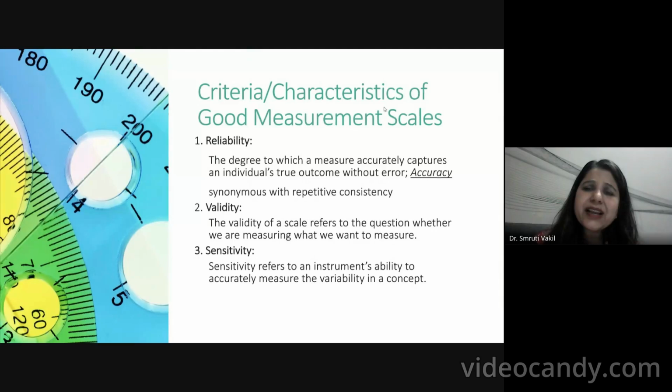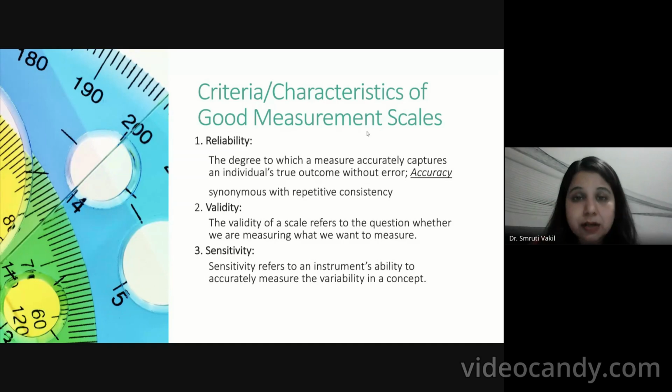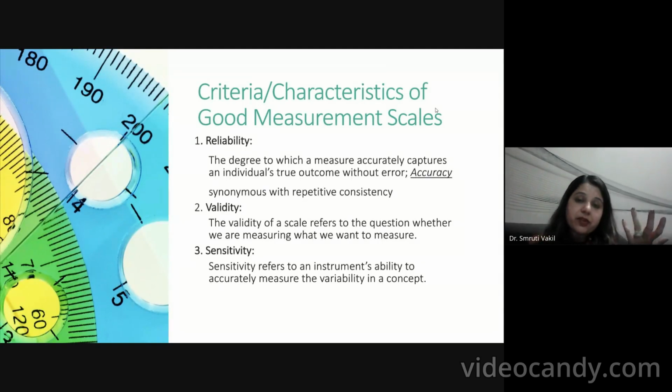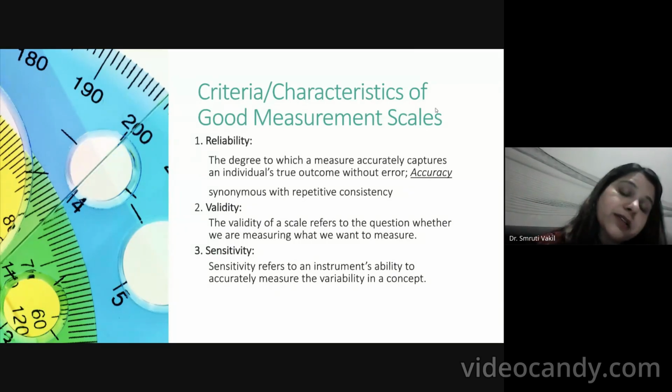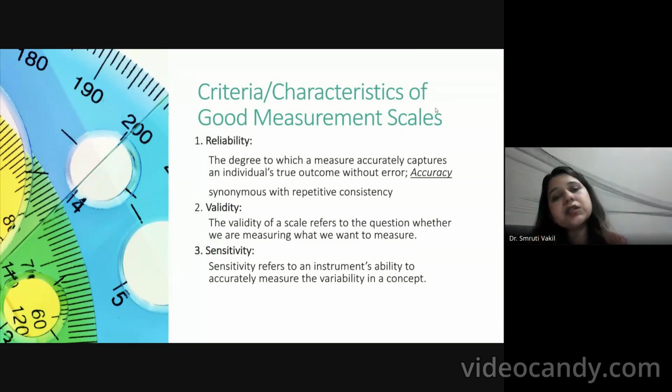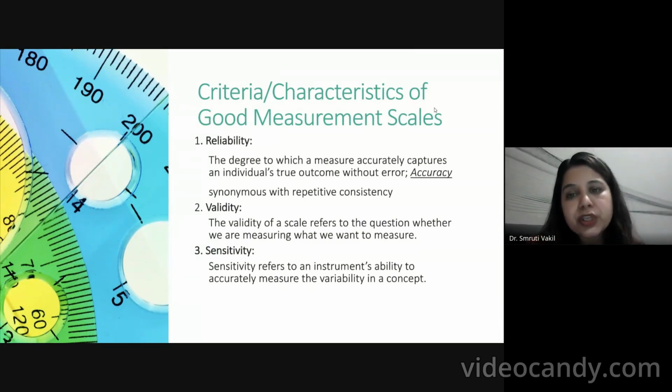Now, characteristics of a good measurement scale. There are 3 characteristics of a good measurement scale. Meaning, when can you say that the scale that I have developed, whether continuous or any other rating scale or a Likert scale, is good or bad, or how I have framed it? How can I say that it is good? So there are three basic criteria or characteristics of a good measurement scale. The first is reliability, the degree to which your scale measures the outcome accurately, without any error, meaning how accurate it is.